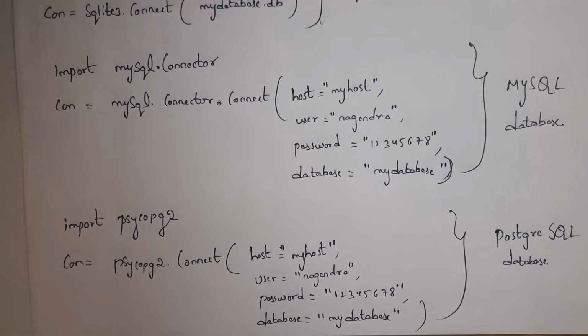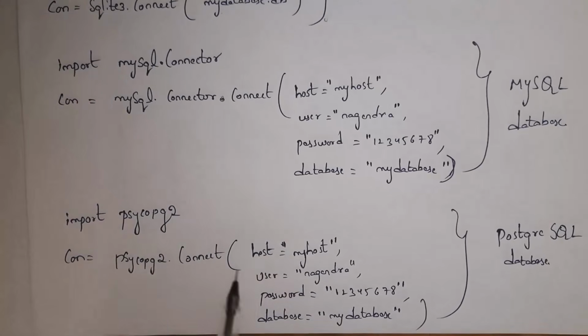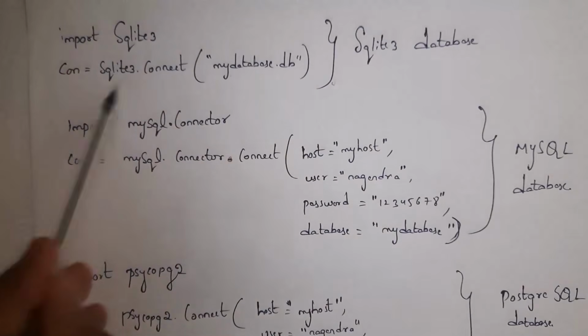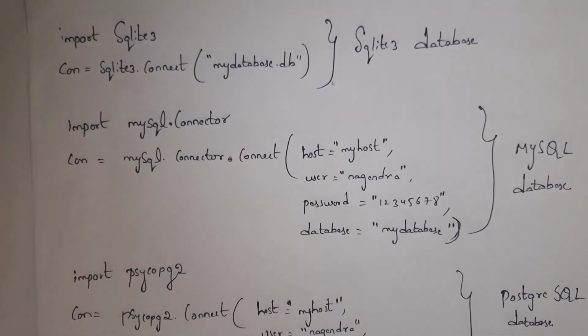And similarly for PostgreSQL you need to use the psycopg2 module. So just write here import psycopg2 and next I wrote con equal to psycopg2, which is the module name, dot connect. Inside the connect method you need to write host name, username, password and database name. So I wrote here host equal to myhost, user equal to Nagendra, password equal to 12345678 and at last database equal to mydatabase. Just in place of writing these 2 lines, you need to write these 2 lines. Rest everything is same. Same program for create operation, read operation, update operation and delete operation. Just these 2 lines are different.